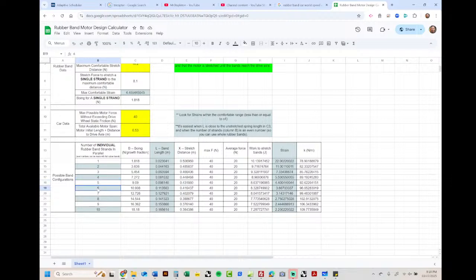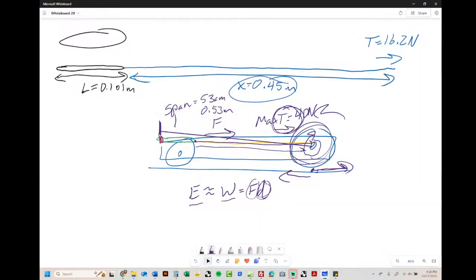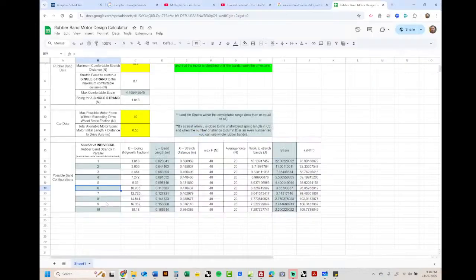We could go with 6 strands, which would be a motor that would look like this. A rubber band, and another rubber band, and another rubber band. So 3 times 2 equals 6 strands. And then you hook your string to that. So that's what this one would look like. That would be easy, and it would be within the strain. It would be less strain.